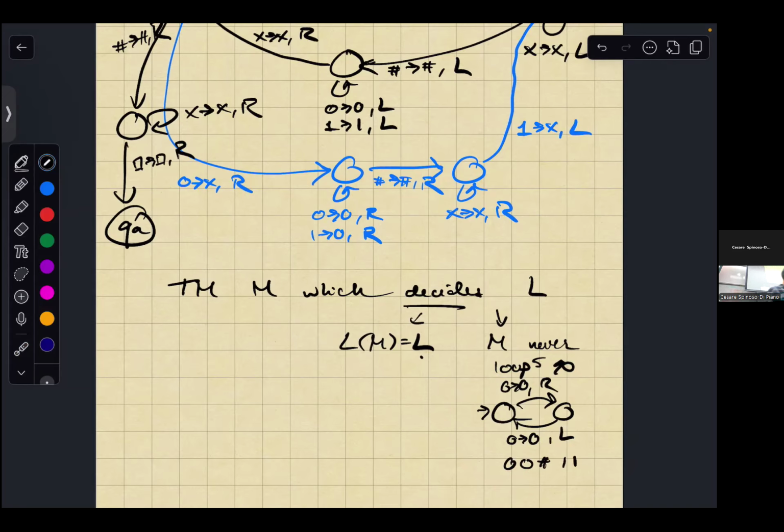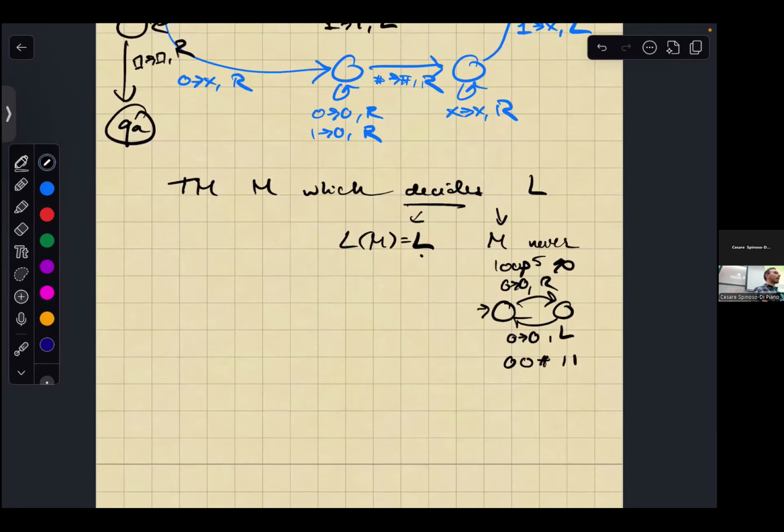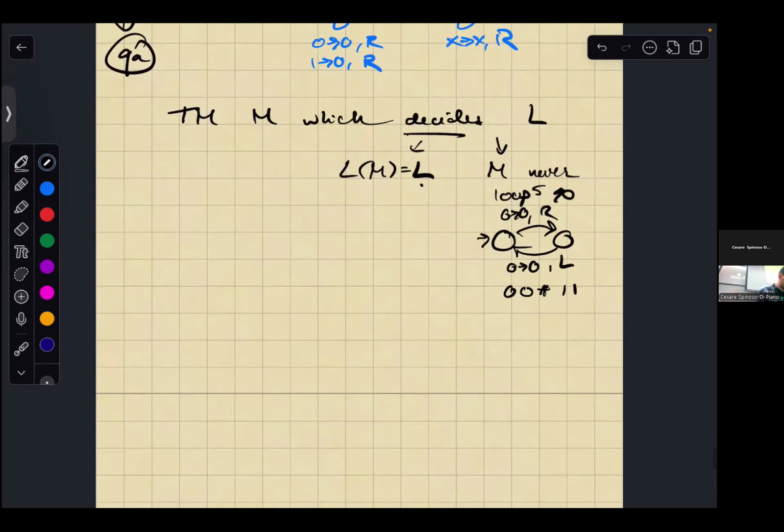Nice. All right. So this is how we're sort of expecting you to think about designing Turing machines that decide languages. So now, what if the language is not decidable? Nice segue. So now we're going to enter the realm of undecidability.